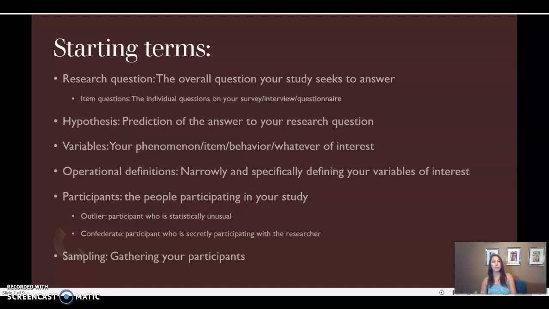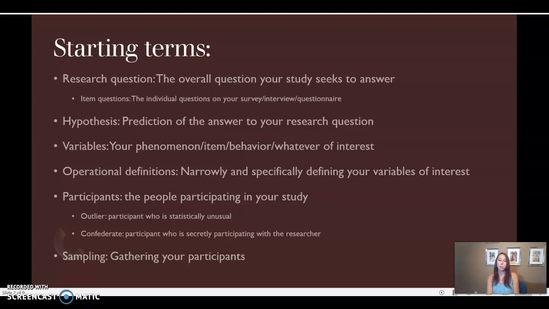The hypothesis is your prediction of your answer to your research question. So maybe my research question is going to be, does the amount of exercise that a person gets per week contribute to their overall level of happiness? And maybe my hypothesis is going to be, yes, based on what we know from biopsychology about endorphins and the way endorphins can affect your mood, I'm going to predict that the level of exercise contributes to the level of happiness. So the hypothesis is the researcher's prediction about what the answer is going to be.